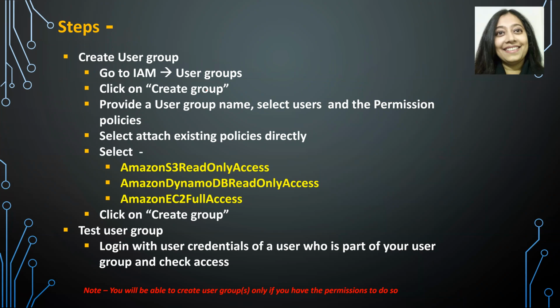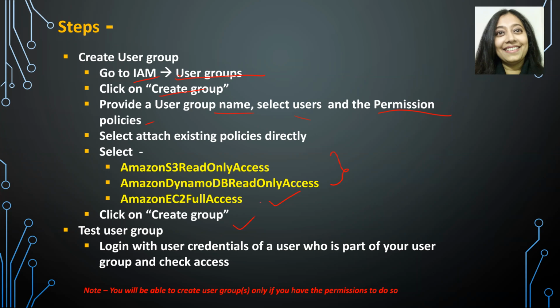Okay, so steps for our lab today. We will first create our user groups. So for that, we will go to IAM and then user groups. Click on create user group, provide a name, select users and permission policies. For this lab, remember we have to provide read-only access to S3 and DynamoDB. So we will be leveraging these two existing policies. Plus we have to provide full access to EC2. Hence we will leverage this particular existing EC2 policy. And then we will go ahead with our group creation.